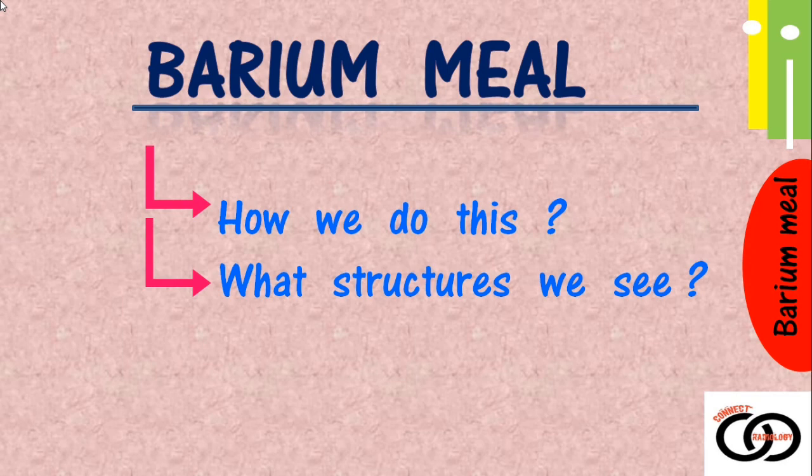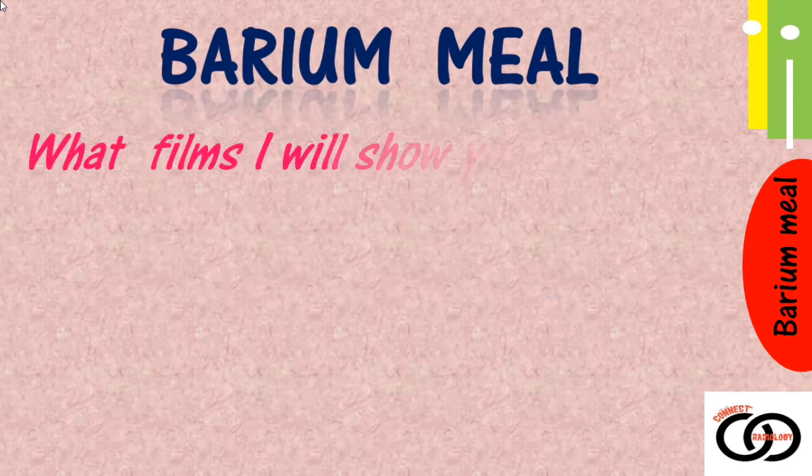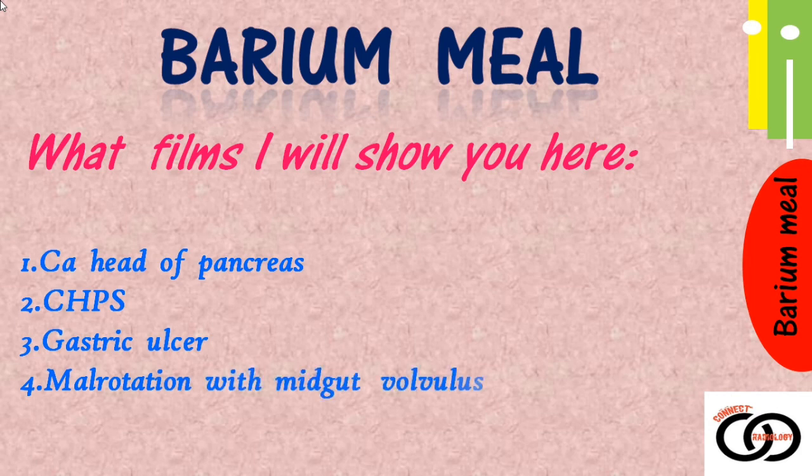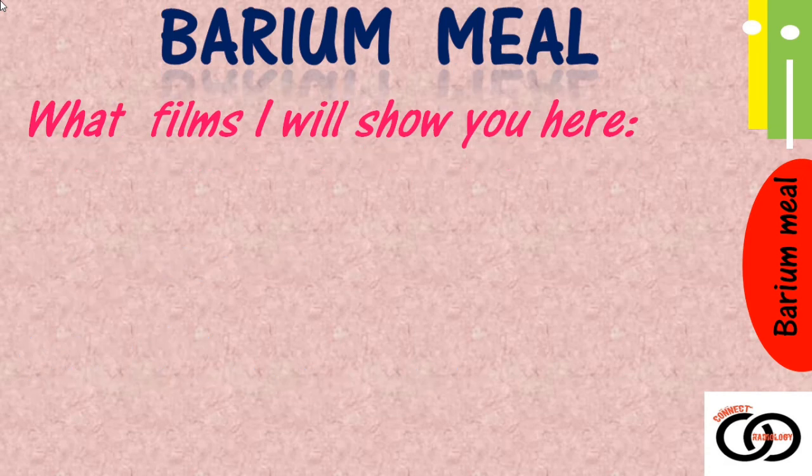Now, starting with the abnormalities. What films I will show you today? They are carcinoma head of the pancreas, second, congenital hypertrophic pyloric stenosis, third, gastric ulcer, and fourth one, malrotation with midgut volvulus. So, beginning with today's first film.